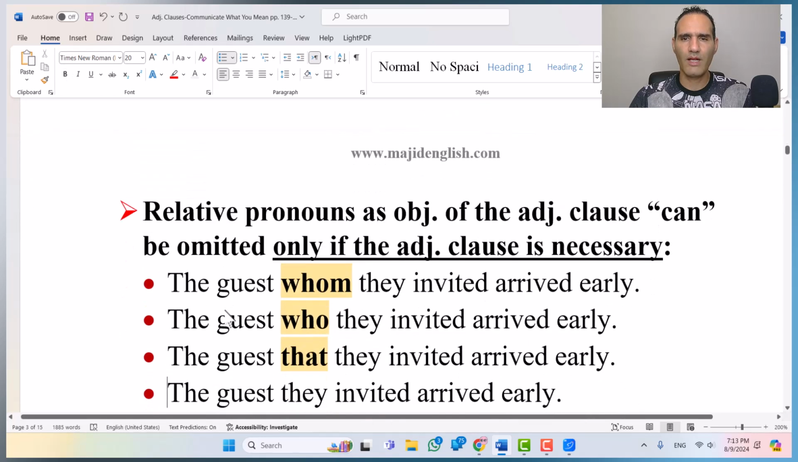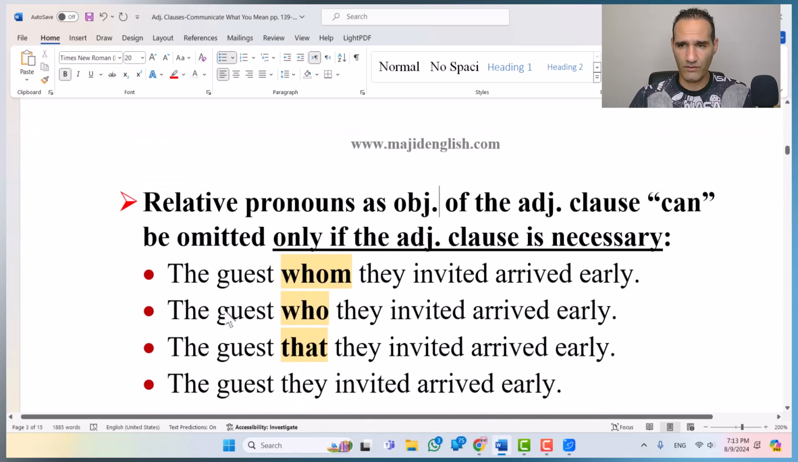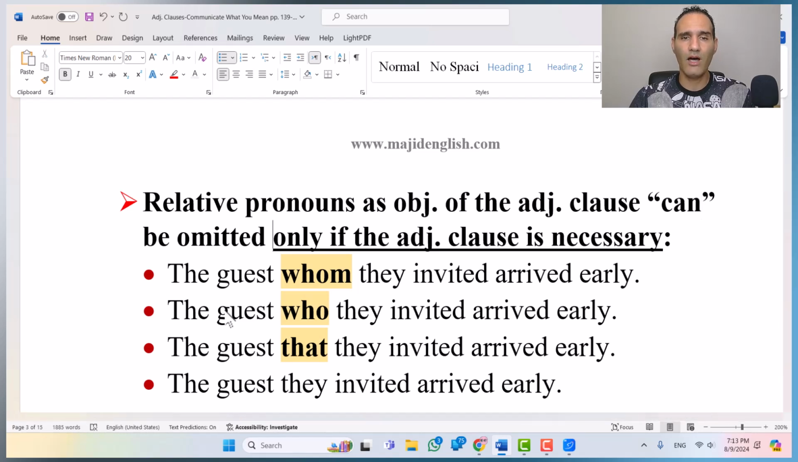Now, relative pronouns as object of the adjective clause can, it's not a must, can be omitted only if the adjective clause is necessary. What is the necessary, unnecessary adjective clause? Video 26 will tell you about that. So one more time, relative pronouns, who, whom, which, that, they can be omitted only if this adjective clause is necessary. How? The guest whom they invited arrived early.